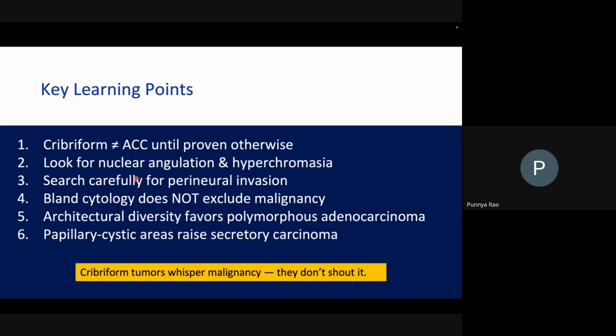If you are suspecting ACC, look for angulated nuclei and hyperchromasia, because the cells are inherently hyperchromatic. It is not hyperchromasia related to malignancy. Look for perineural invasion. Remember, bland cytology does not exclude malignancy. If you have a lot of architectural diversity along with the cribriform pattern, and papillary cystic areas, think of secretory carcinoma. So cribriform tumors whisper malignancy. They do not shout it as the solid tumors do.